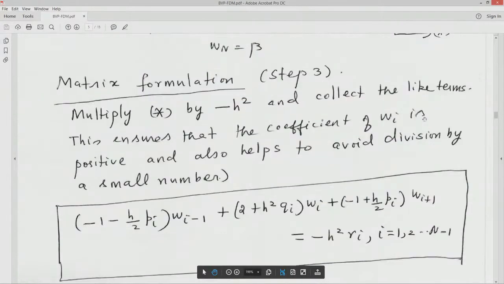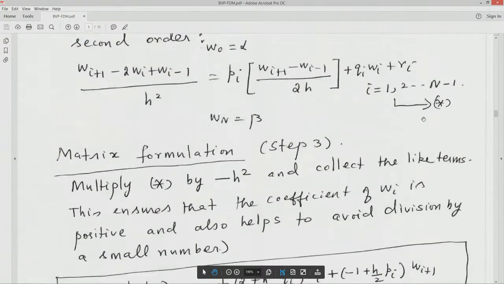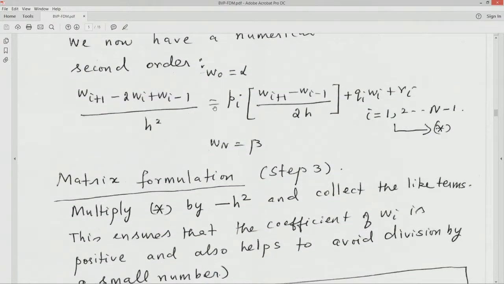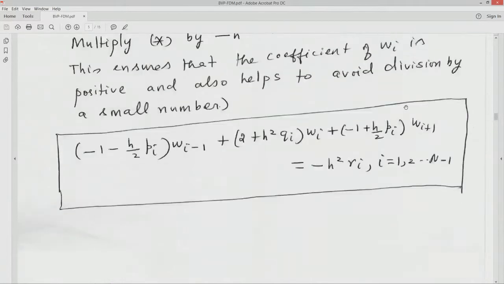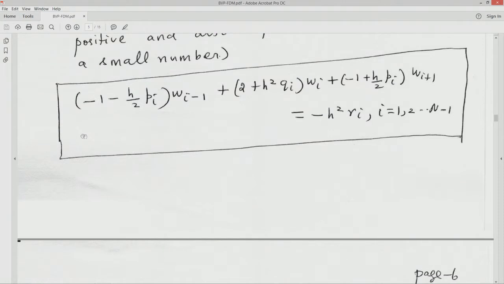So, we have collected the like terms, and what will appear on the right hand side? I have multiplied by minus h square. So, minus h square r will appear on the right hand side. So, this gives us the equations in the algebraic system for the unknowns W1, W2, etc., Wn minus 1.